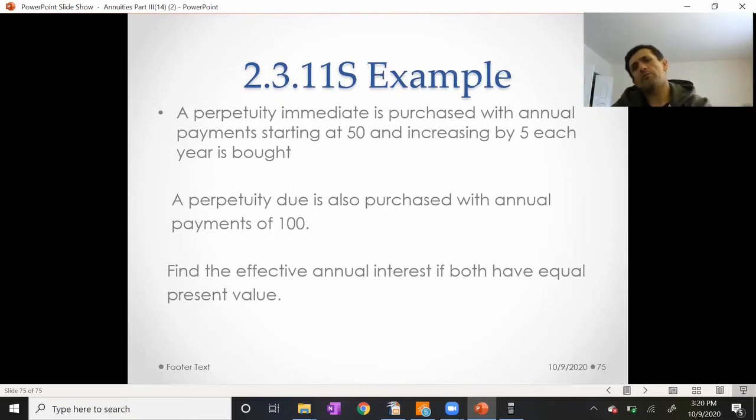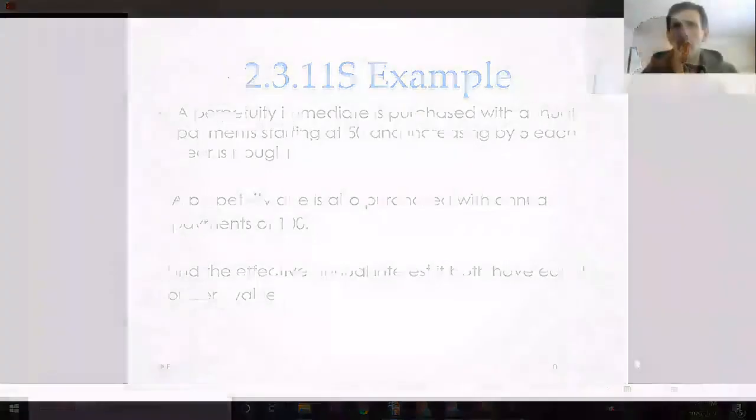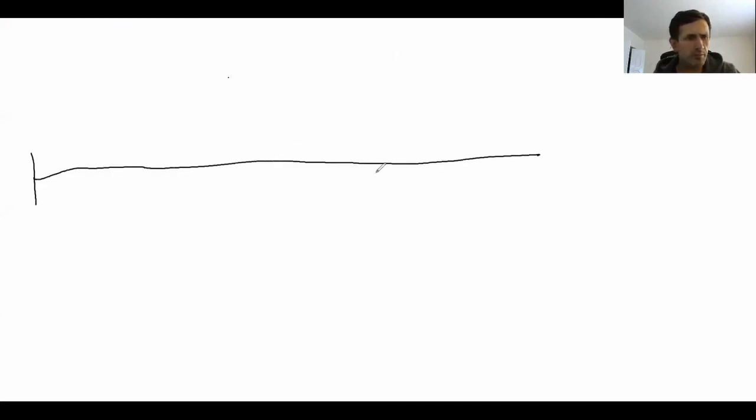If they have the same present value, find the effective annual interest rate. Okay, so this is a bit convoluted, maybe not so realistic, but anyway, it's like the previous example. It definitely tests if you understand what's going on, so it's not a bad problem, really. Okay, so let's draw the time diagram for the first annuity. You have to be a little careful with this. At the end of the first period, it's 50. End of the second period, it's 55.